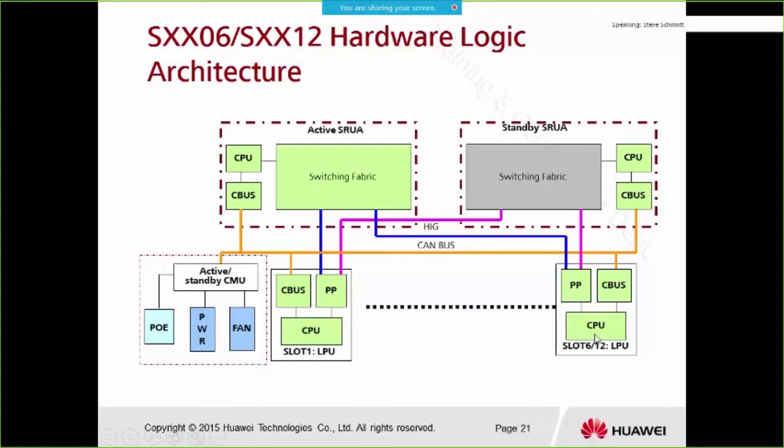All the LPU slots are connected to the switching fabric. It means all inter-slot communication must go from the LPU to the switching fabric, then to other slots. And the SRU also needs to control and manage all the other slots.